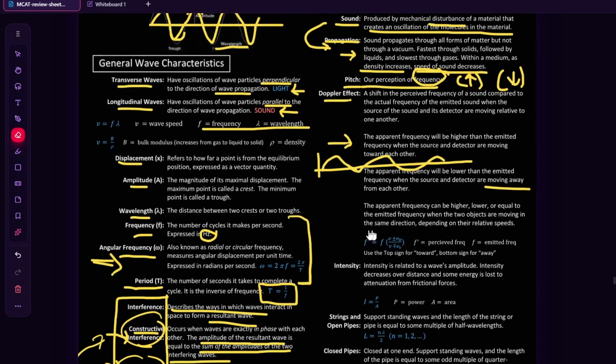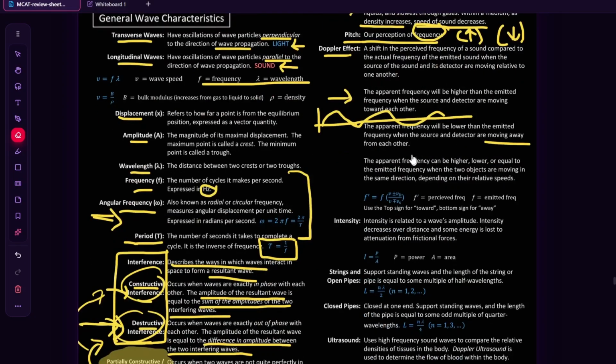And this is the formula for the Doppler effect, the perceived frequency. The apparent frequency can be higher, lower, or equal to the emitted frequency when the two objects are moving in the same direction, depending on their relative speeds. The formula for the perceived frequency equals the emitted frequency multiplied by a fraction: the speed of sound plus or minus the detector's or the listener's velocity, over the speed of sound plus or minus the source's velocity. The trick to remembering which sign to use is that you use the top sign in each plus or minus when the source and the detector are moving toward each other. So the top sign is plus in the numerator, and the top sign is minus in the denominator, and you use that when they're moving toward each other. If they're moving away from each other, then you use the bottom sign.